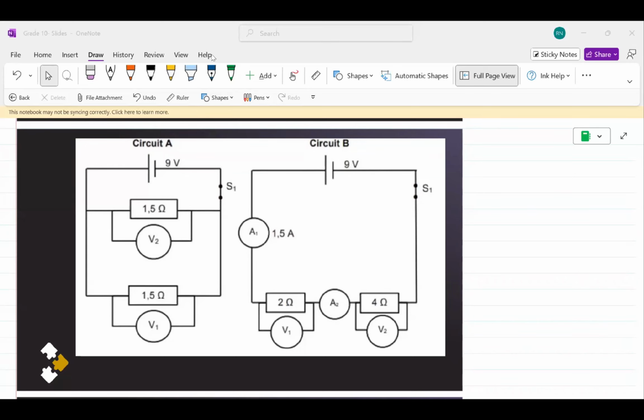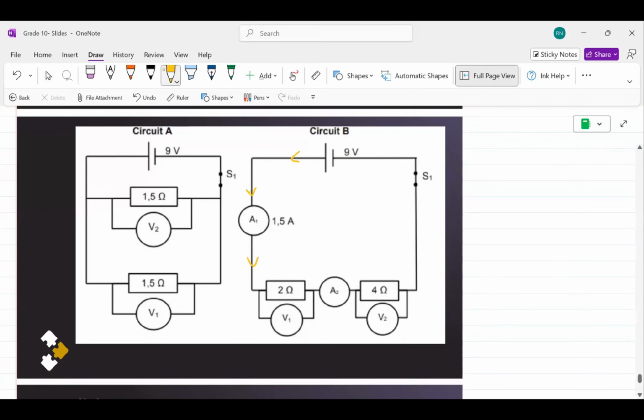Circuit B is the series circuit, and circuit A is the parallel one. We see it here where our current is flowing down. Our voltage doesn't really take any resistance, so we don't count it as drawing any resistance. So our current just continues to go, and we'll have our current be the same everywhere.